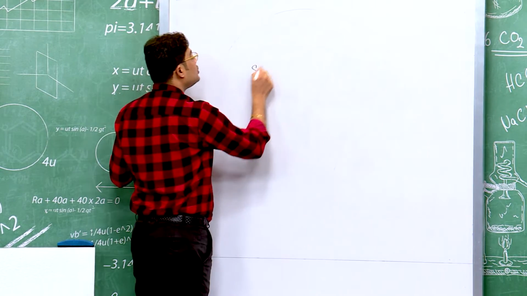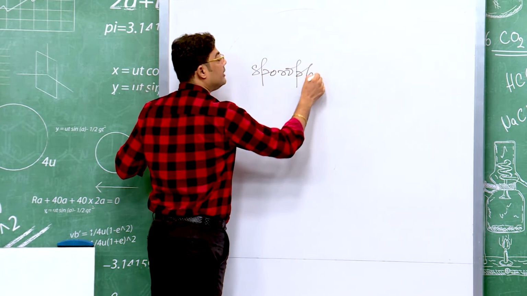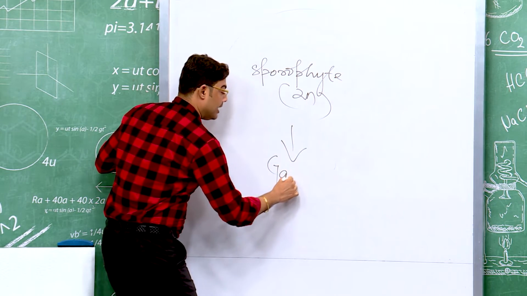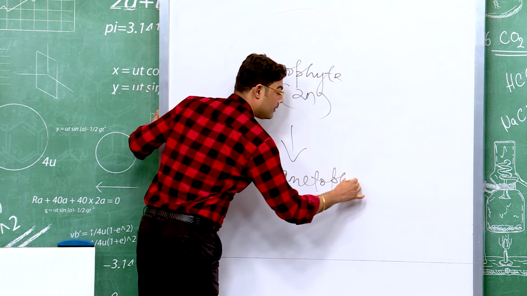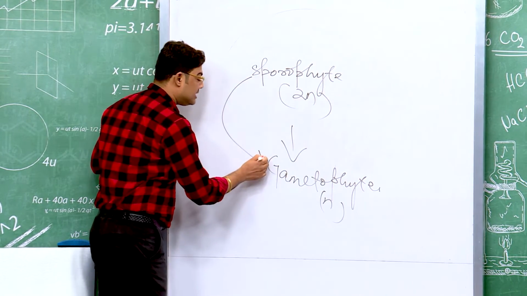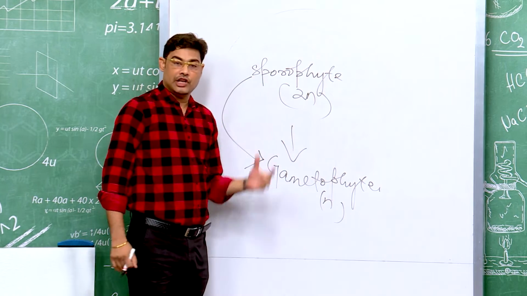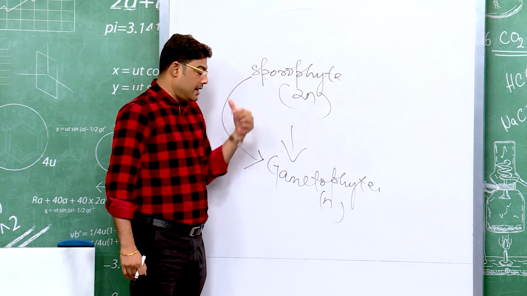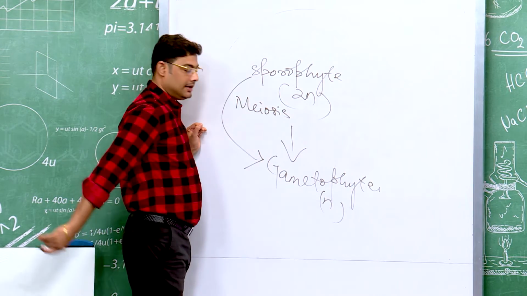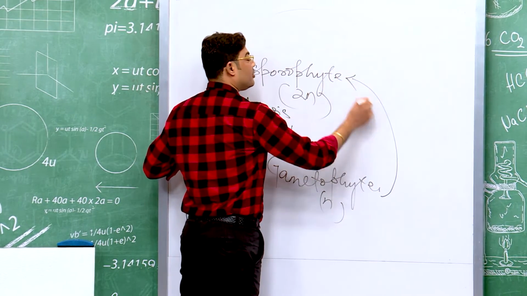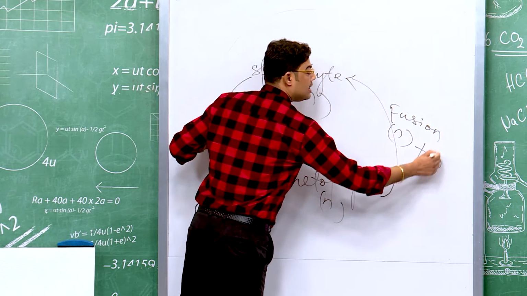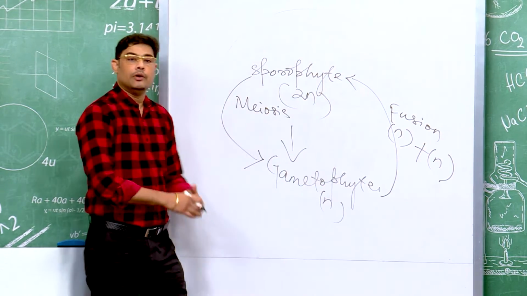from the sporophyte, that is diploid, to gametophyte, that is haploid. Now, for this change from the sporophytic generation to gametophytic generation, meiosis or reduction division is required. And again, from gametophyte to sporophyte, the fusion of gametes, that is male gamete and female gamete, is required.